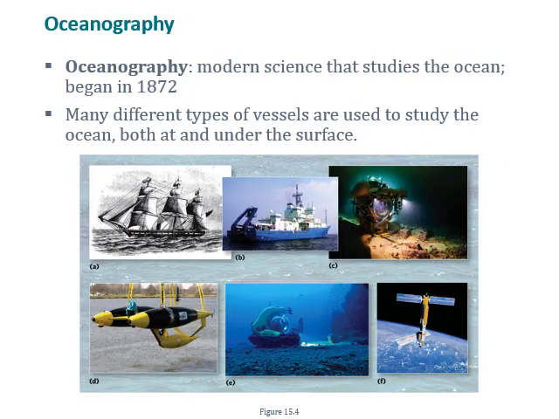Oceanography as we know it today began in 1872, and today there are many different types of vessels that are used to study the ocean, both at and underneath the surface. So we use ships at Earth's surface like this research vessel in figure B. We use submarines like Alvin in figures C and E that go to the bottom of the ocean and take videos to look at the processes that are occurring and pick up samples and take measurements to bring back up to the surface.